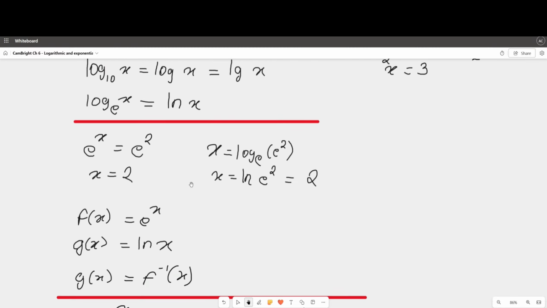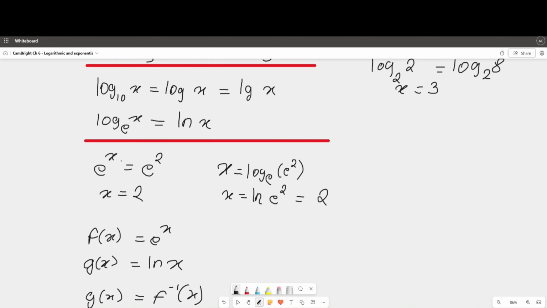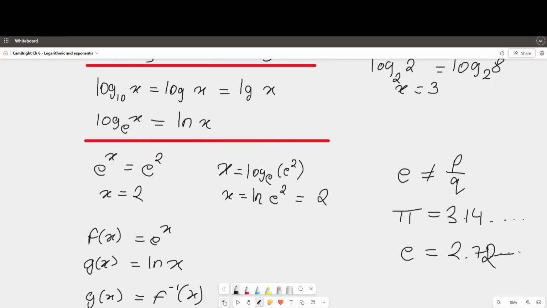Now, let's actually talk about e for a second. e is a special irrational number. e cannot be written as p over q; it cannot be represented as a fraction. Similar to how pi is 3.14 and so on, e is also 2.71 and so on, forever. There's no repeating pattern. 2.72 actually, I think. Yeah, e will be 2.72 and so on.